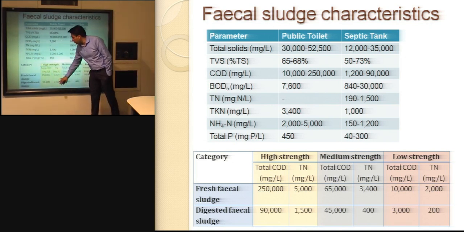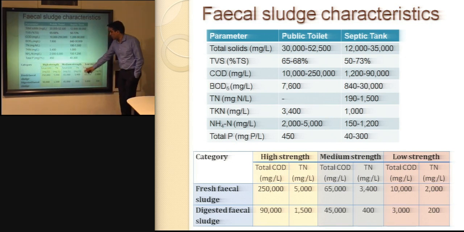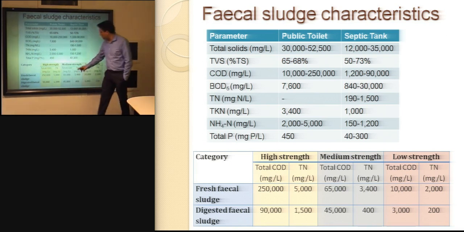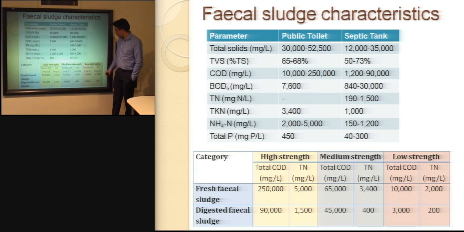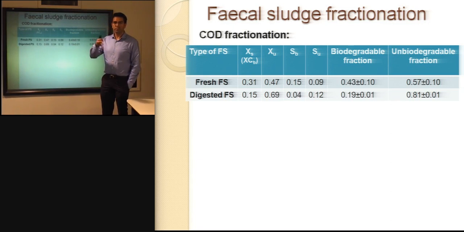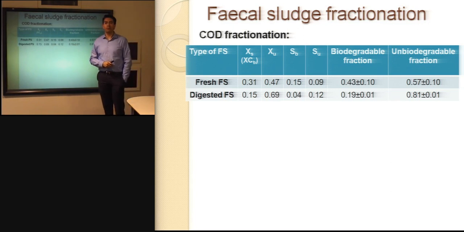It could be possible to find six different categories: high strength fresh, high strength digested, medium strength fresh and digested, and also low strength fresh and digested. That can provide some further information about how these different sludges are generated in the different fecal sludge collection systems. However, that does not provide enough information about how these different sludges can be treated.